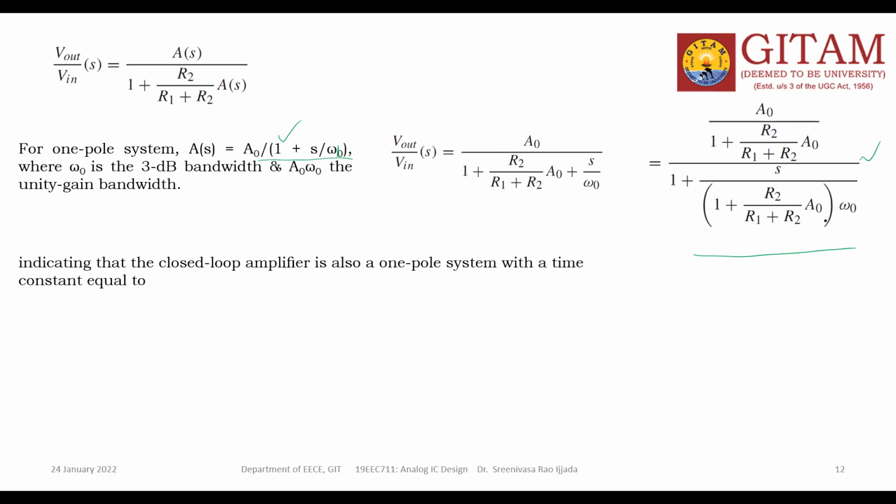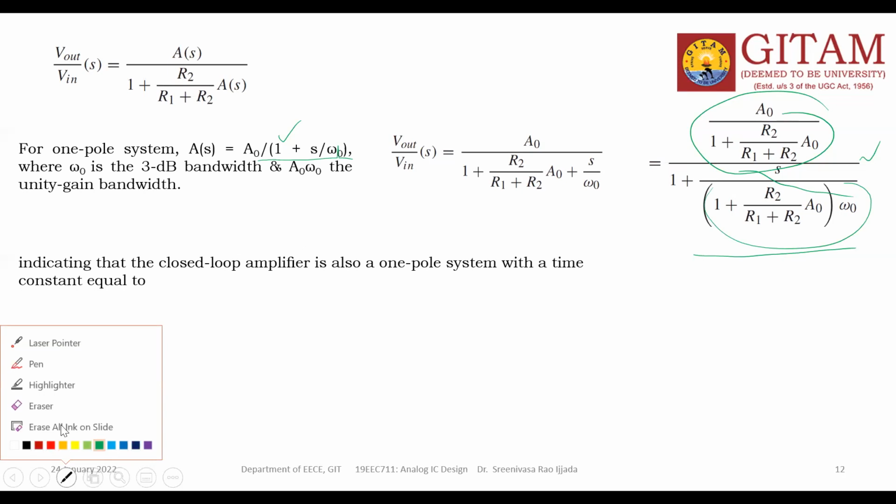See, only one root is there in the denominator. This is a DC, no S term. But in the denominator, only one S term is there. So that only one root is there. That is the one pole. Am I correct? Open loop gain is one pole system, and closed loop gain also. Now we got one pole system. Am I right?